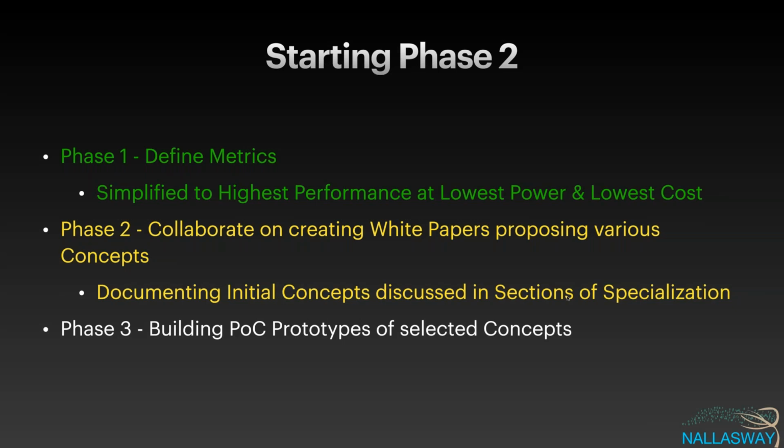Basically, we've got a lot of ideas around the metrics, but we simplified it to the highest performance at the lowest power and lowest cost, which are really the core drivers to all of this in terms of what we can do from a hardware architecture perspective. So we've moved towards phase 2, and we're just kicking off the collaboration on creating the white paper, proposing various concepts. We're now partitioning the overall system view we've been talking about into individual specialized sections. And we've not started phase 3 yet.